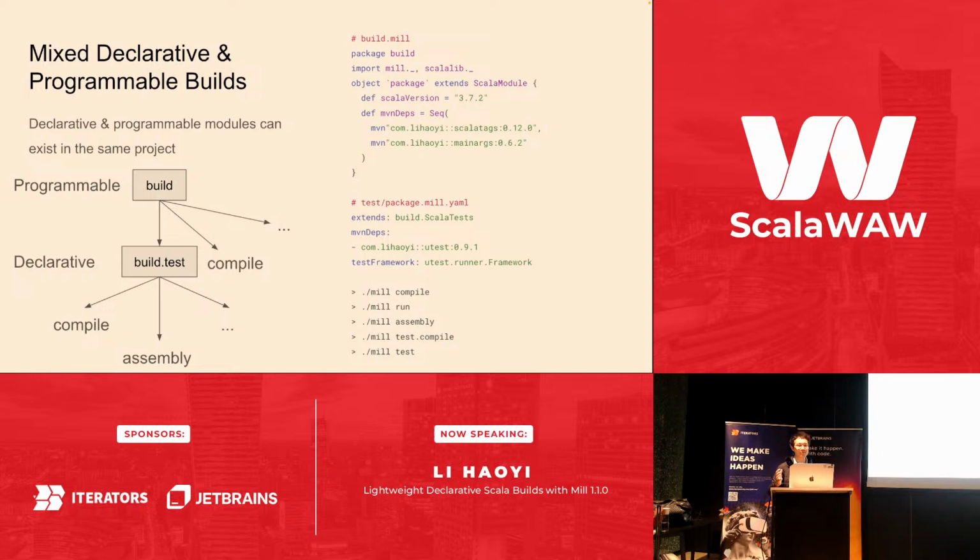So for maybe the most boilerplate modules that are all very similar, which most projects have many of them, you can use a declarative style. But for some modules that are doing something special, some special code gen here or some special post-processing of a compile output there, you can swap into the programmable style without having to overhaul your entire code base and change to a different build tool.